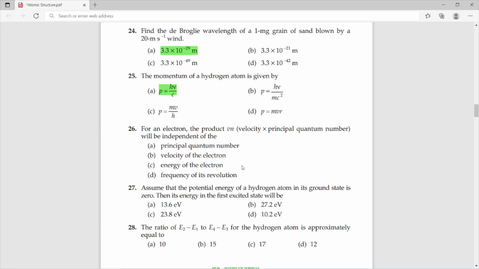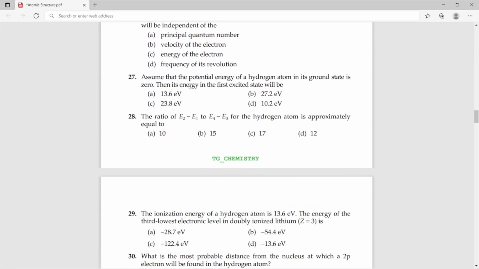Okay. Next is, assume that the potential energy of a hydrogen atom in its ground state is 0. Then its energy in the first excited state will be. What will be the energy of the first excited state of that particular atom? So the right answer should be 23.8 electron volt. Next is the ratio of E2 minus E1 and E4 minus E3, the energy differences for the hydrogen atom, is approximately equal to. The right answer is option B, 15.